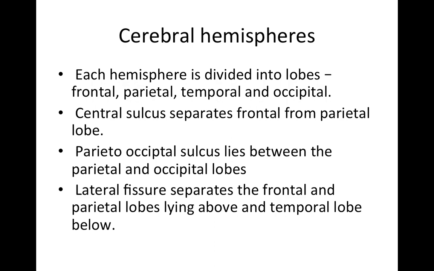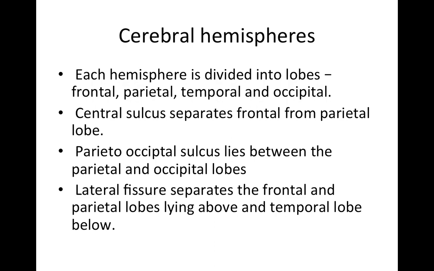Cerebral hemispheres. If you look at the cerebral hemisphere, there are ridges and grooves on the surface. These ridges are called gyri and the grooves are called sulci. If the sulci are a little deeper, they are called fissures. The brain is divided into the two hemispheres by the central longitudinal fissure.